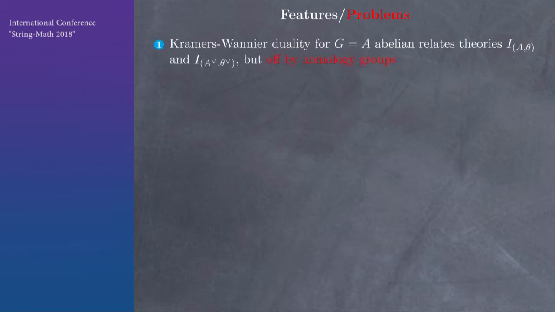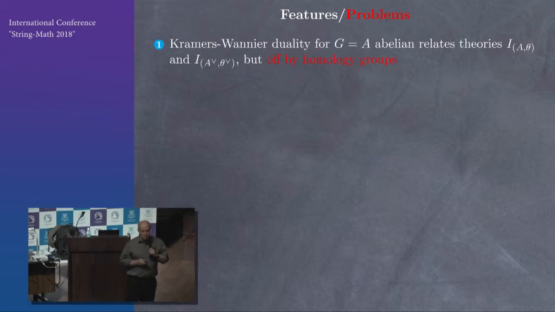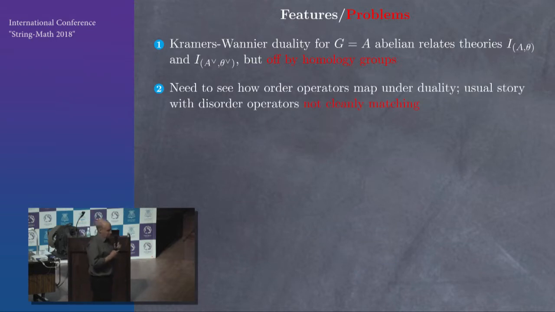Okay. So there are a few kind of problems with this model that I just want to set up for what we're going to say. So one is that this duality is not quite right. As I said, it's off by the homology groups. We haven't talked about how order and disorder operators map. I didn't even talk about what the disorder operators are, but they don't quite map so cleanly.